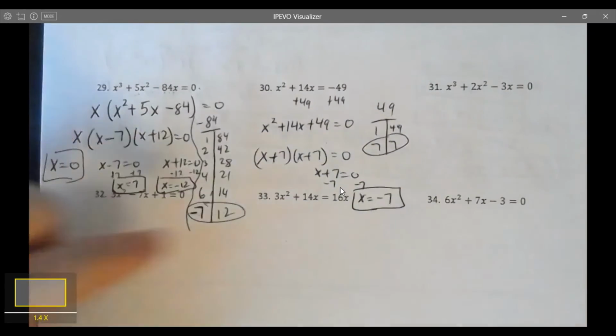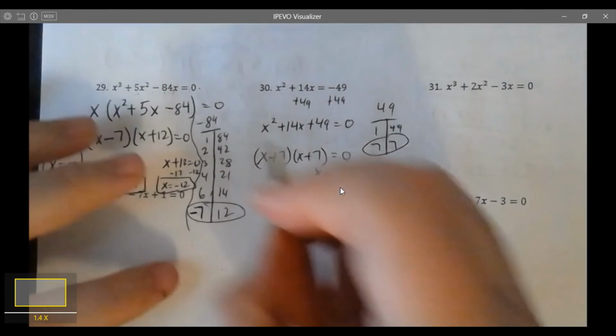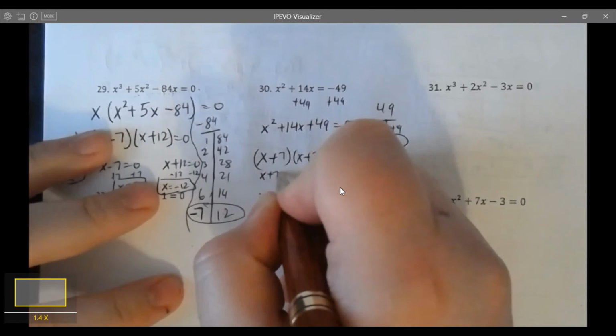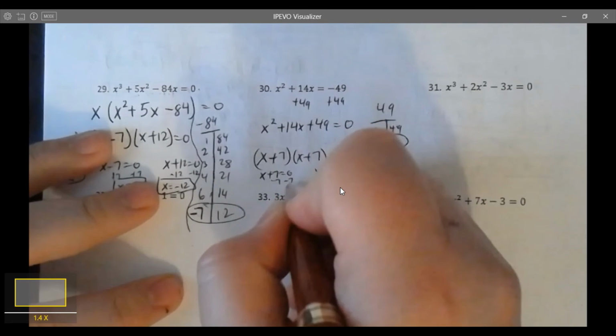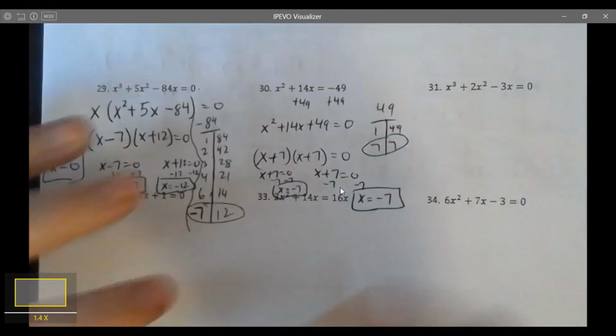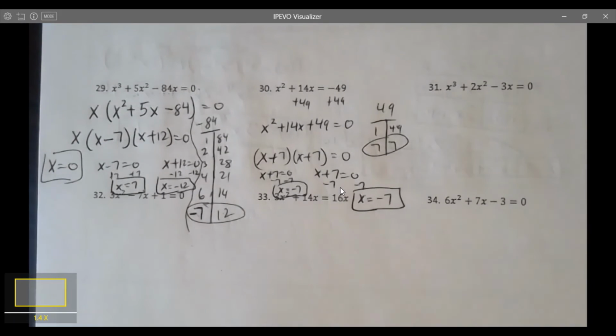If you want, you can show both. It's not wrong, but you really only need to show it once because it's the same factor written twice. So you really only need to show it once, but if you like, you can show it twice. Not that big a deal.